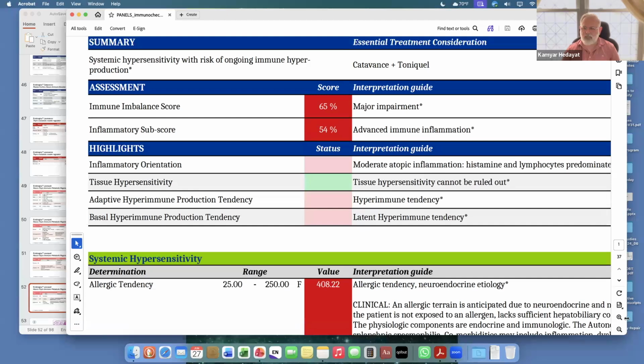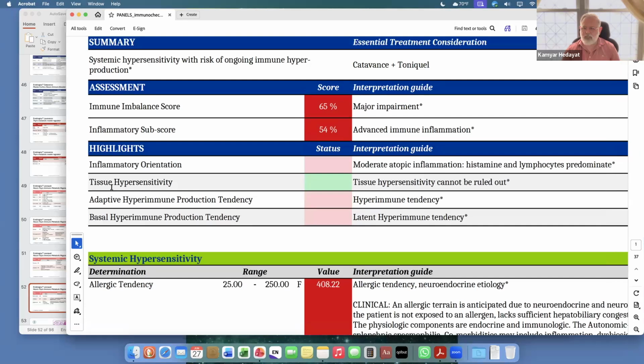And right away, it's going to tell you, because you're going to be asking yourself, okay, but what does this mean? And it says, well, the inflammatory orientation is moderate atopy because of the level of histamines and the lymphocytic predominance. And it's hard to say if there's tissue hypersensitivity. It can't be ruled out. You'll need to ask questions like, do you have muscle aches and low-grade inflammation, etc.